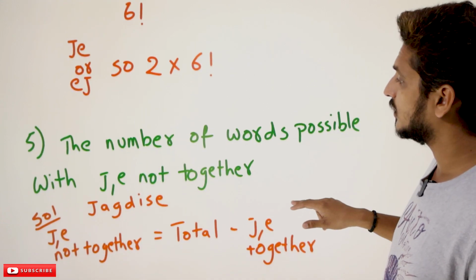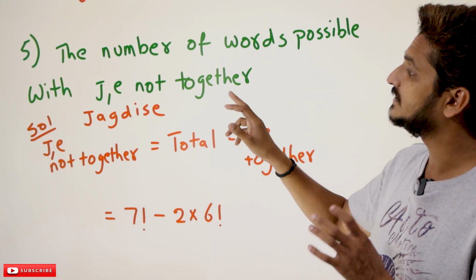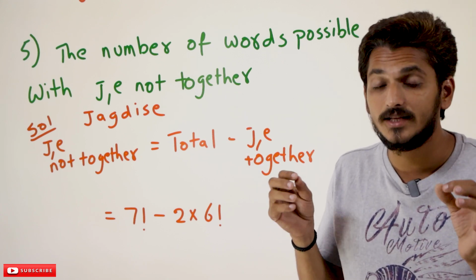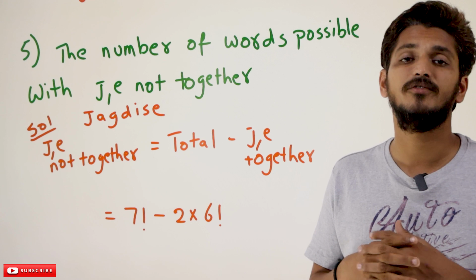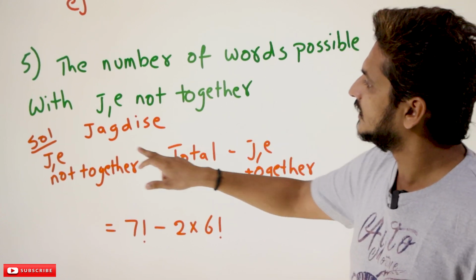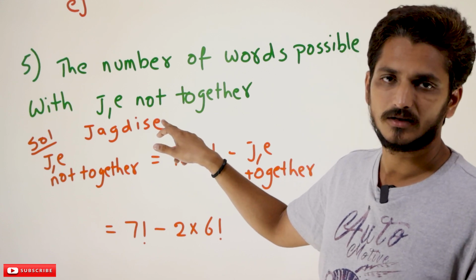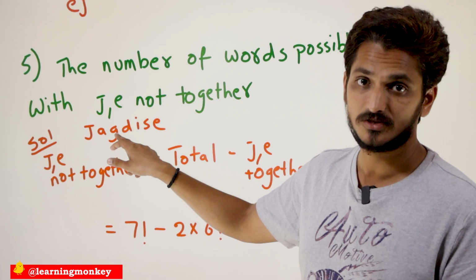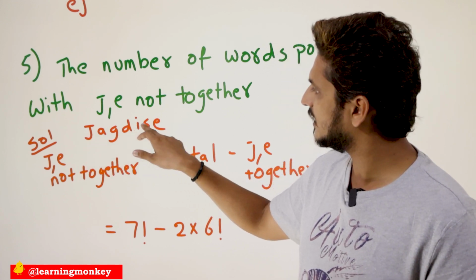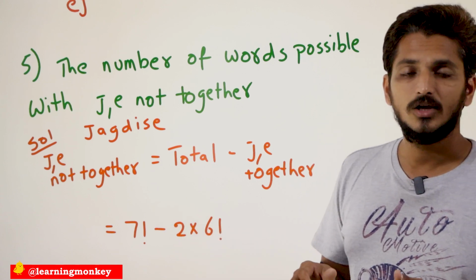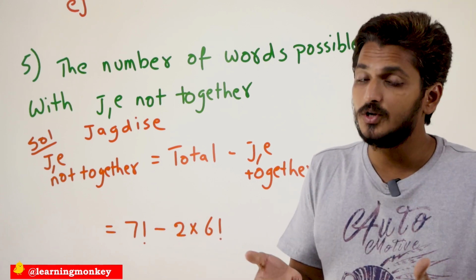Similarly, the next one is important: the number of words possible with J, E not together. Identifying all these cases is very, very difficult. J, E not together means you can place J here and E here, or J here and E here. J, E should not be together.